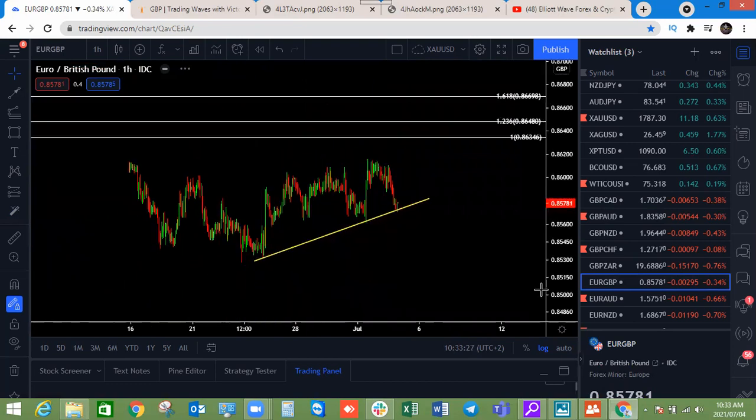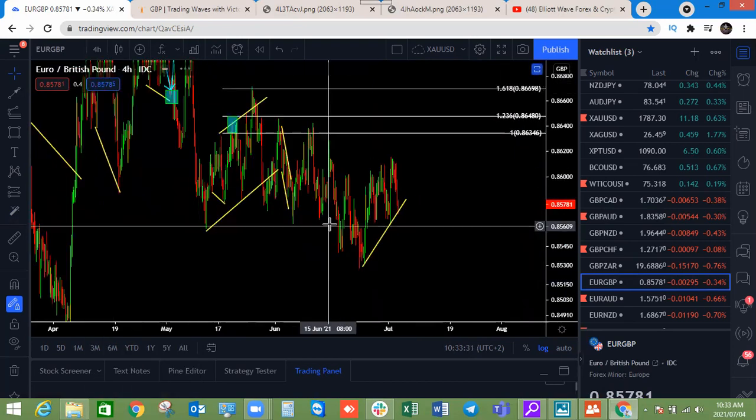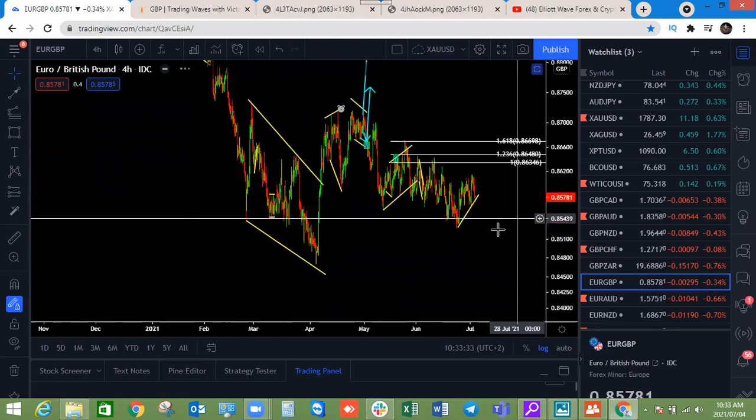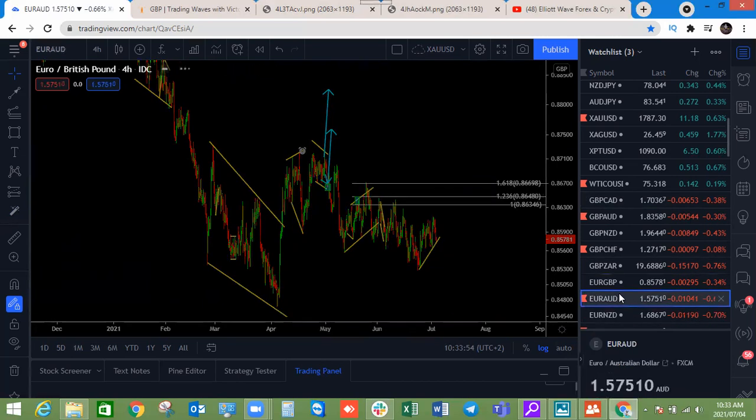Right, Euro pound. Let's go back to the 4 hour. Now, Euro pound, we expected Euro pound to bounce out of this structure to go and retest this level. Does not look like that is happening, and it's not going to happen this week because we're going to have a bounce on the pound per se. So let's see this one come and retest this low here. Then we'll expect the bounce from around that level. That is Euro pound.